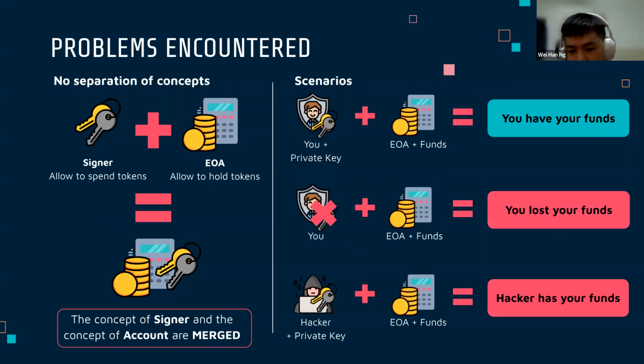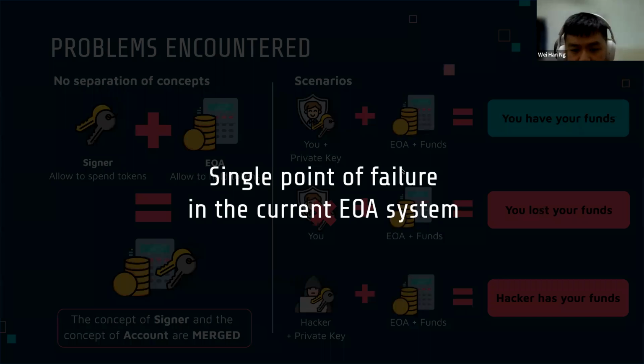And the third scenario is that someone has your private key. If someone has your private key, they will have your whole account, and they can transact with it, or they can just steal your money. As simple as that. There's no way for you to decouple your private key from your account. So the general problem with EOA right now is that it's a single point of failure. That's the problem we are trying to solve with account abstraction.